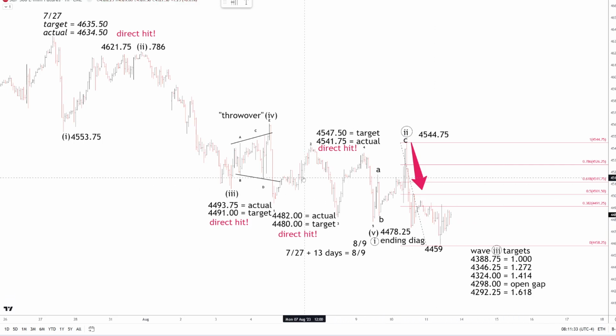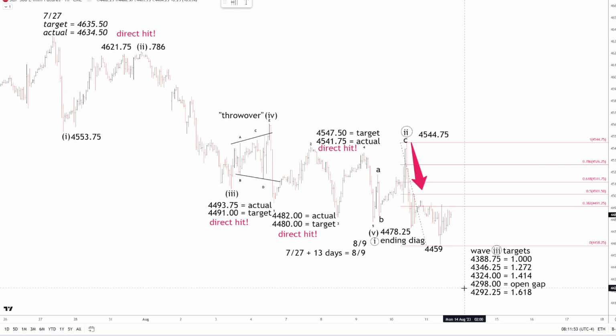Okay, so you can see this bigger picture from the July 27th high down into this wave 1 with a circle low. There's wave 2 with a circle up. There's the wave 3 targets. 43.8875 is where wave 3 equals wave 1. There's the other Fibonacci targets.